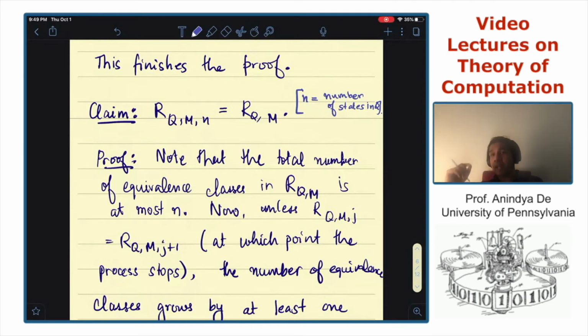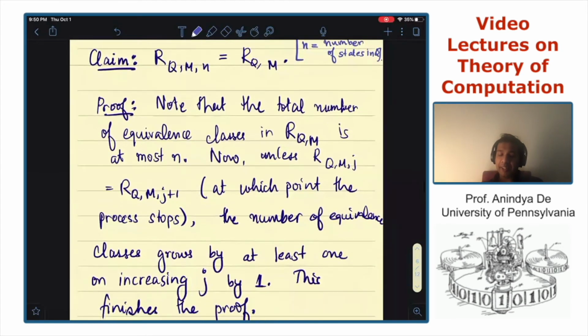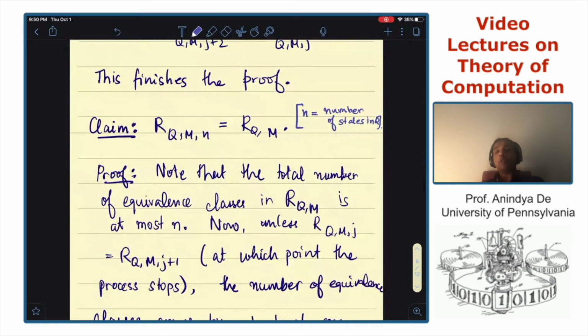So R_{Q,M,n+1} equals R_{Q,M,n} equals R_{Q,M,n+2} and so on. Okay. And now what would this mean? This now implies that if two states p and q are distinguishable by any string z, then they are distinguishable by a string of length n or smaller, thus implying that R_{Q,M,n} equals R_{Q,M}.